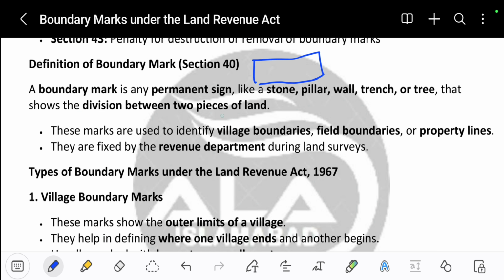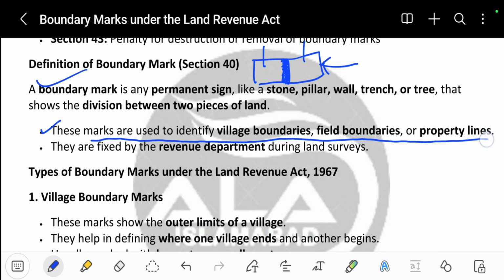Obviously, whenever you're making a boundary mark, you have to make a wall, you have to make a pillar, or you have to put a stone in the middle of the lands to divide them. So this division helps in dividing the lands. So this is the thing written here. These marks are used to identify village boundaries, field boundaries, or property lines.